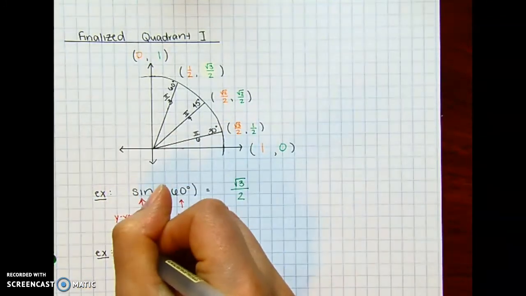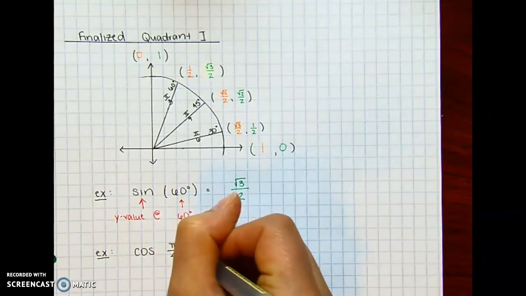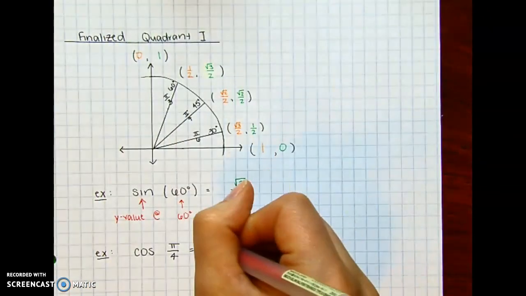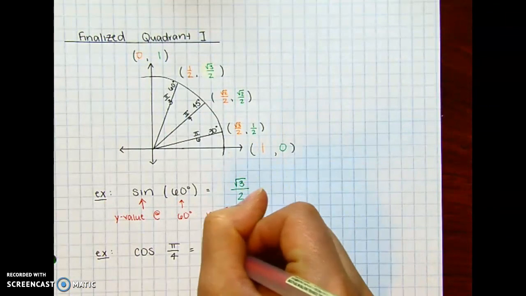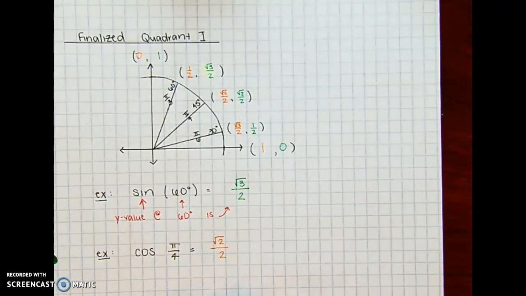I could ask, what's cosine of pi over 4? So you're thinking x value at pi over 4. And the x value at pi over 4 is the square root of 2 over 2. So this is the first quadrant. We want to be super solid. And then that's going to be it for today.